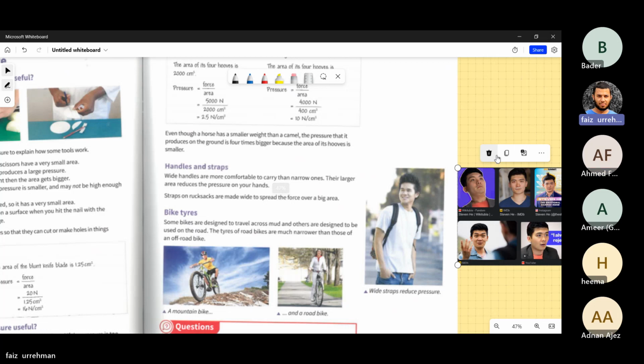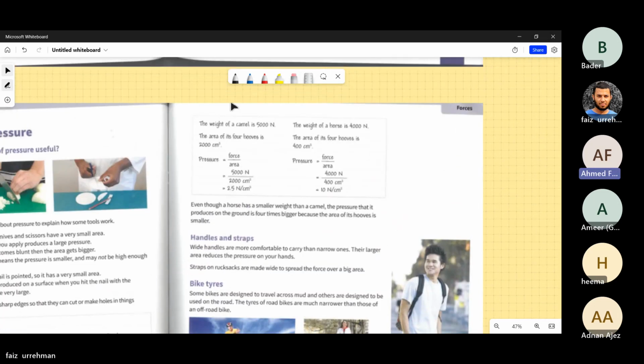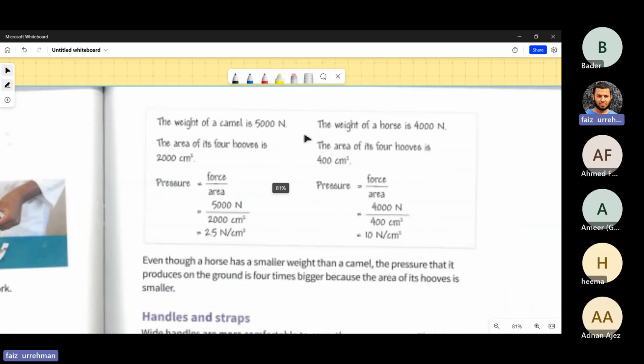So weight of the camel is 5,000 and weight of the horse is 4,000. But look, even though the camel is so heavy, what is the pressure generated on its feet? The pressure generated on its feet is only 2.5 Newton per centimeter square. But look at the pressure on a horse, 10. Even though the camel is so heavy, the pressure on its feet is less than the pressure on the horse. Why? Because the horse feet are not very wide, but the feet of the camel are very wide.